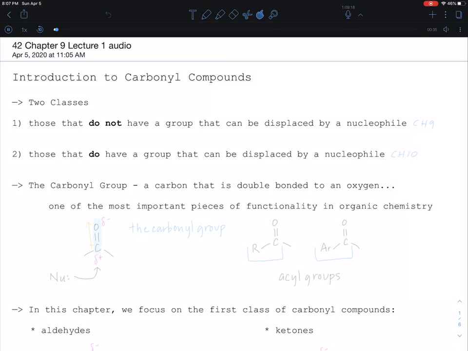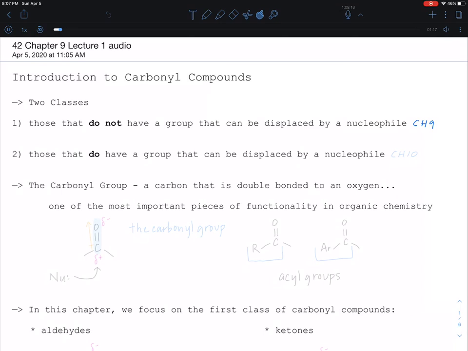Hundreds of millions of organic compounds, natural products, contain this piece of functionality, and we use it constantly in synthesis. There are two ways to break up these carbonyl-containing compounds, and I just chunked them into two classes. Your book focuses on those that do not have a group which can be displaced by a nucleophile, so those carbonyl-containing compounds which do not have a good leaving group. This will be what we focus on in chapter 9. These will be the aldehydes and the ketones.